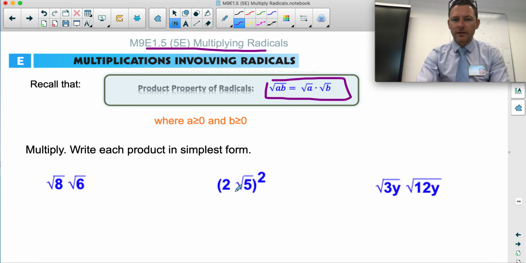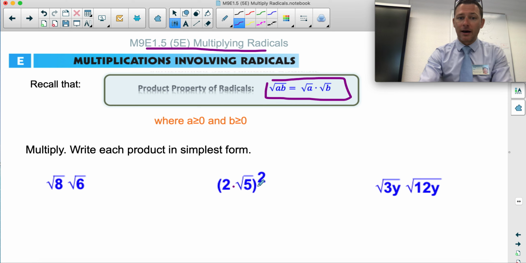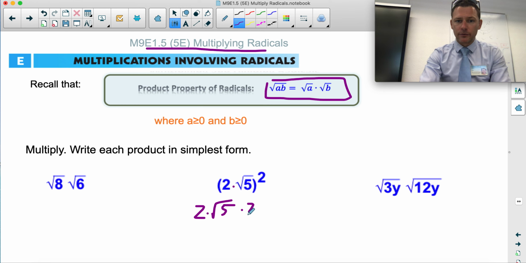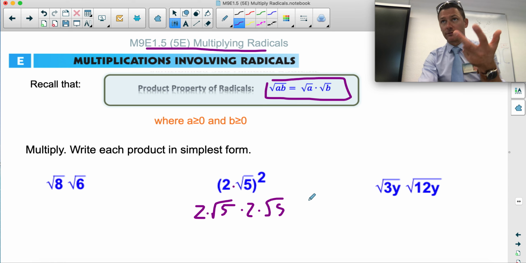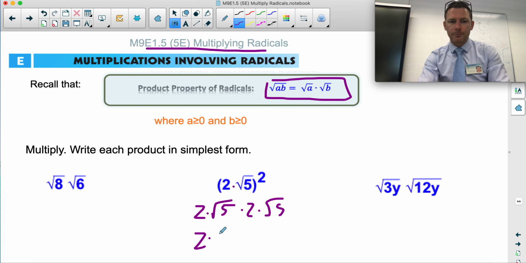Let's just jump into this one. This is 2 times root 5, squared, which means you have 2 times root 5 times itself. So 2 times root 5 times 2 times root 5. Multiplication can happen in any order, right? 2 times 3 times 4 is the same as 4 times 2 times 3. So let's rearrange them and just call this 2 times 2 times root 5 times root 5. Right?